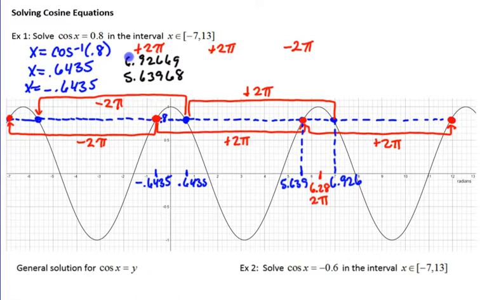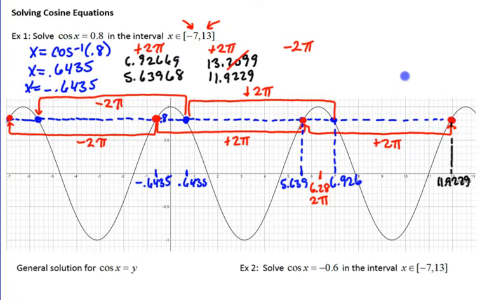Then if I add 2 pi again, the numbers I got were 13.2099. Now that's not going to show because that's farther to the right. That's just a little bit beyond what the graph shows. So that one isn't going to be one of my solutions because it's bigger than 13. So I'm only looking for numbers in between -7 and 13. But my other solution is 11.9229, and that looks very reasonable for this one right here, 11.9229. And then the other two that I got when I subtracted 2 pi are -5.63968 and negative 6.92669.